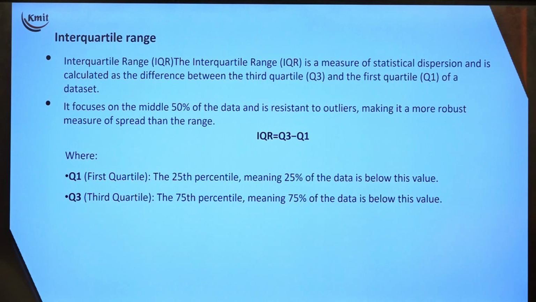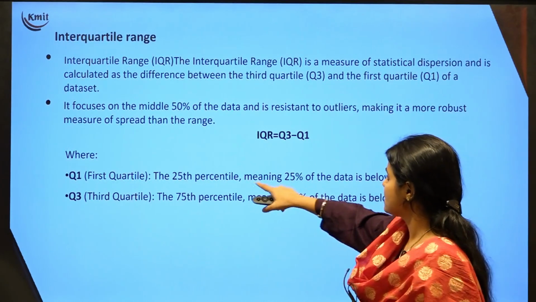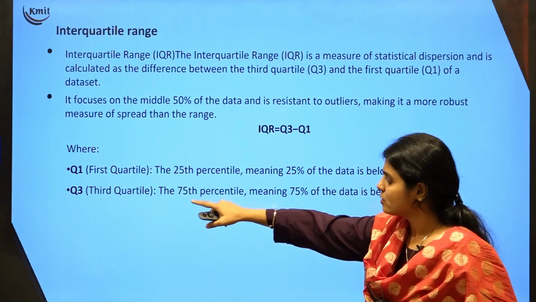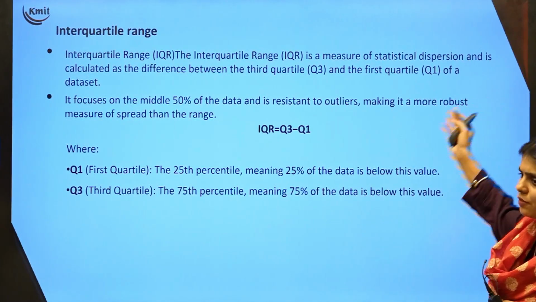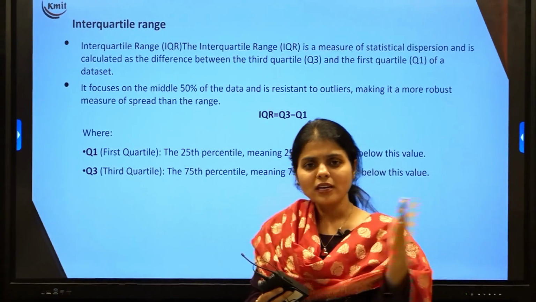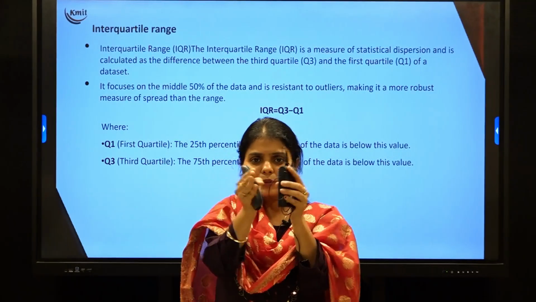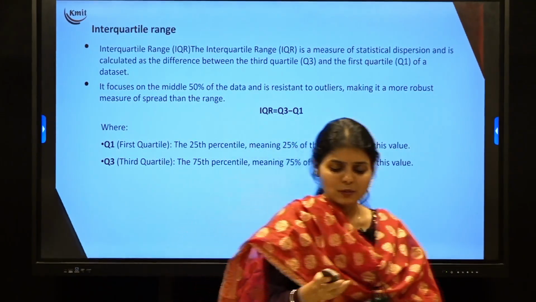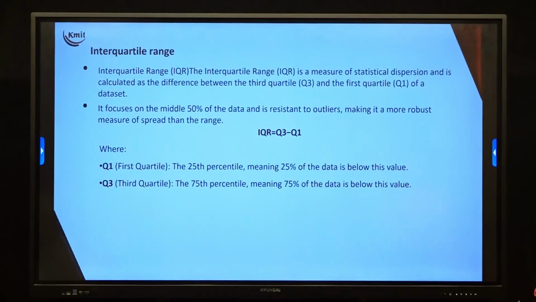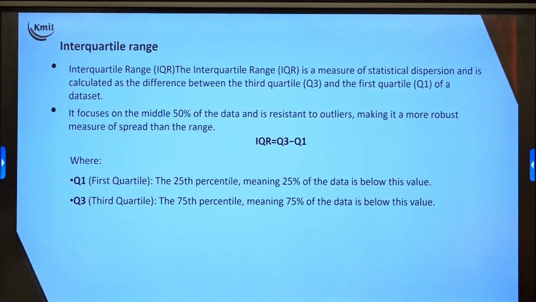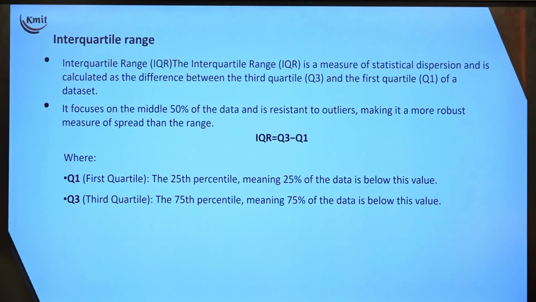The first quartile means the 25th percentile of the entire data, and the third quartile means the 75th percentile. So when I exclude the data below 25 and above 75, I am considering the middle part, that is the 50% of the data available in the middle. That is your interquartile range, Q3 minus Q1. Note that Q1 is the value below which 25% of the data lies, and Q3 is the 75th percentile, meaning 75% of the data lies at or below that value.